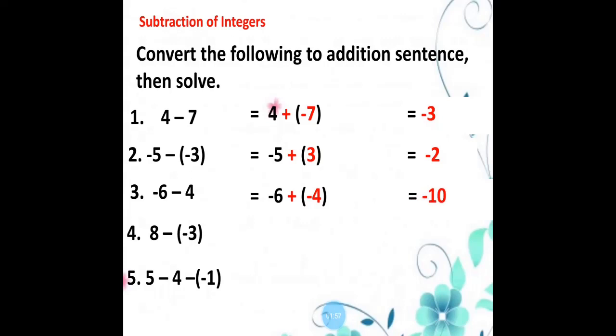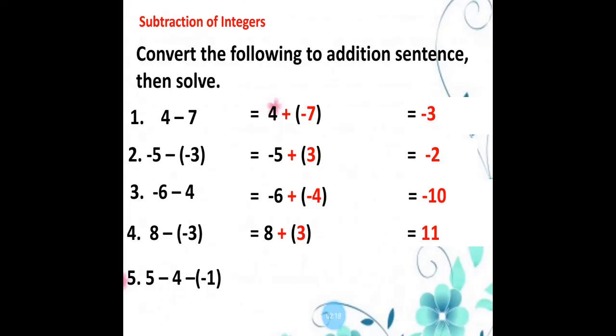How about number 4? 8 minus negative 3. So that would be 8 plus the opposite of negative 3, which is positive 3. Therefore, 8 plus 3 is equal to 11. Correct.